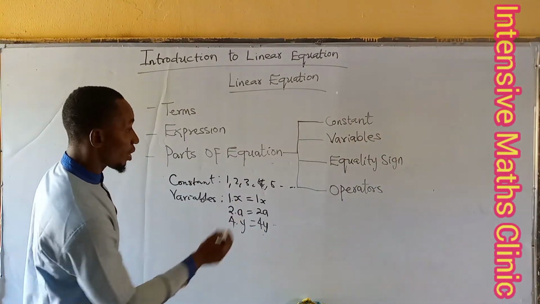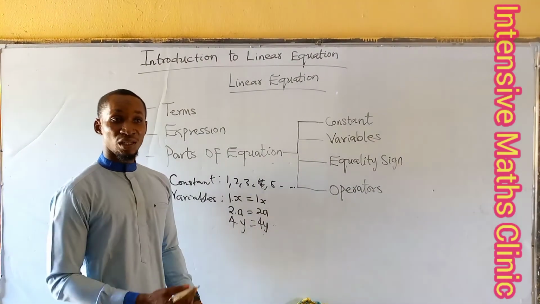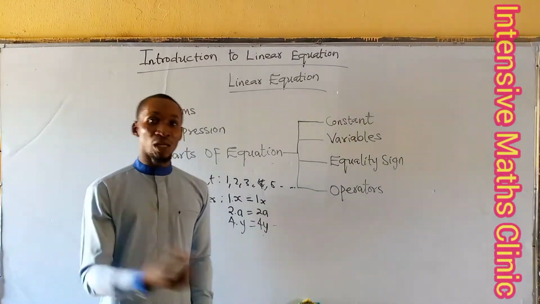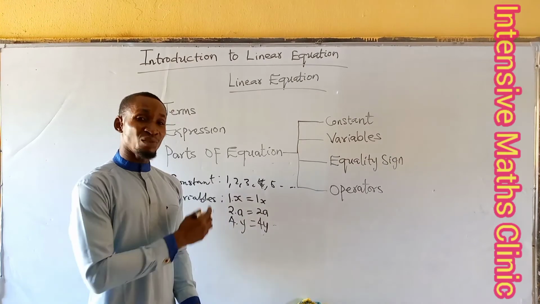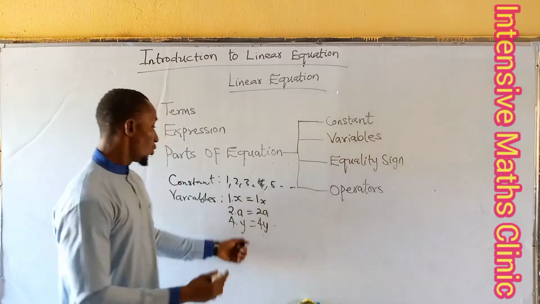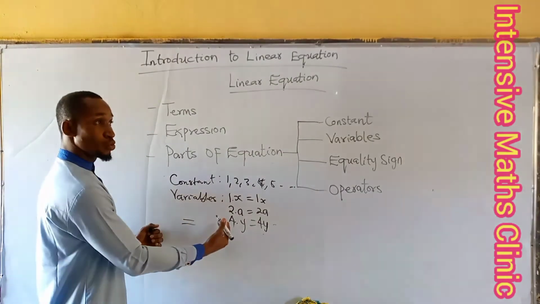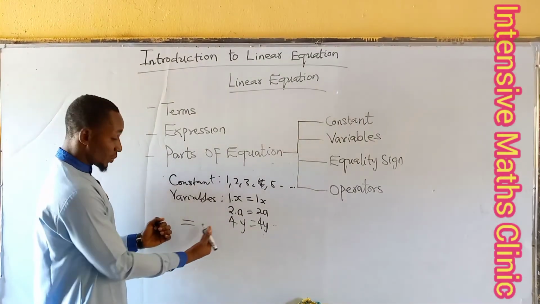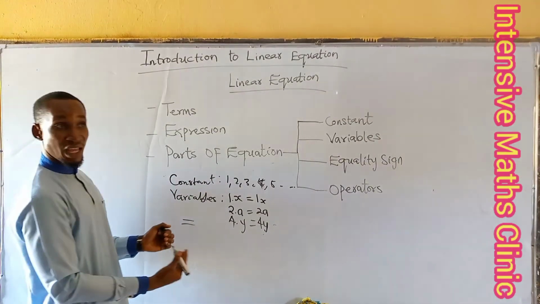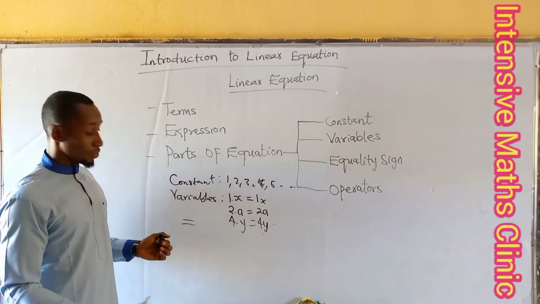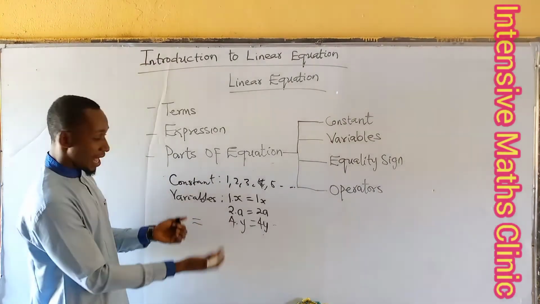Move to what they call the equality sign. When we talk about an equation, a linear equation, it's not complete when an equality sign is not there. So when an equality sign is not there, that means it's called an expression or a term. So look at what I'm saying. The equality sign is an equal sign that compares two or more expressions, to see if they are the same or if they are equal. So that is an equal sign that brings two expressions, the left and the right.